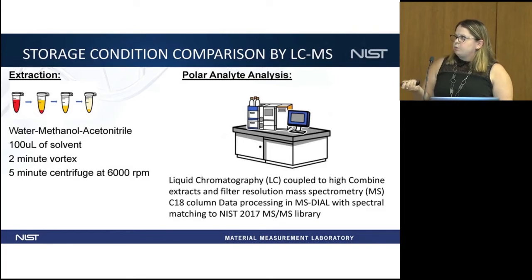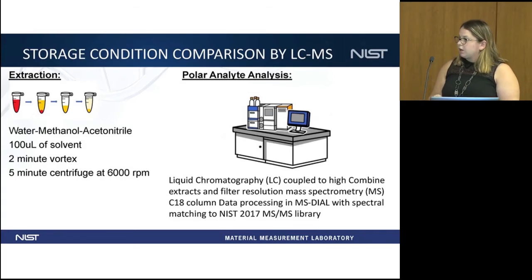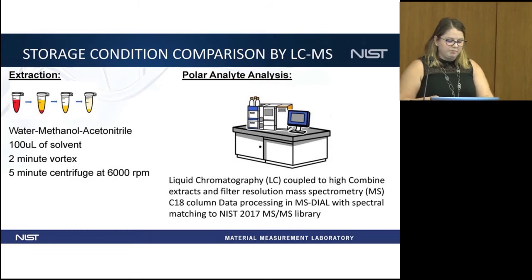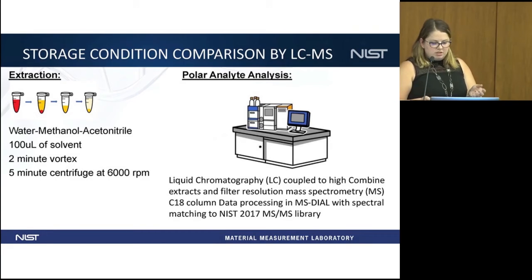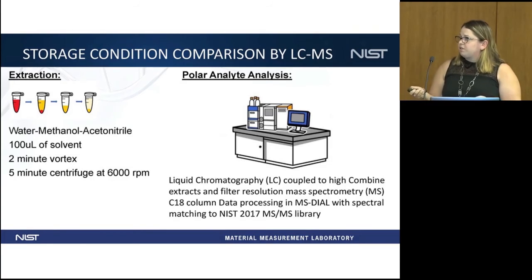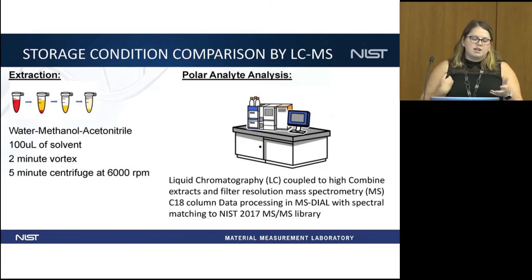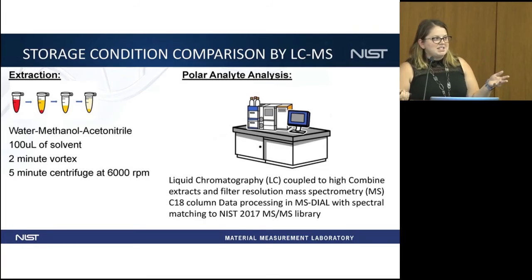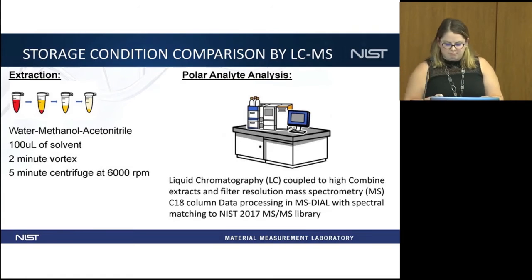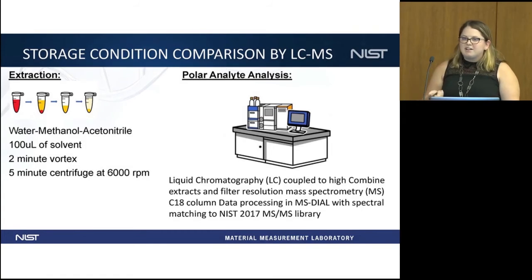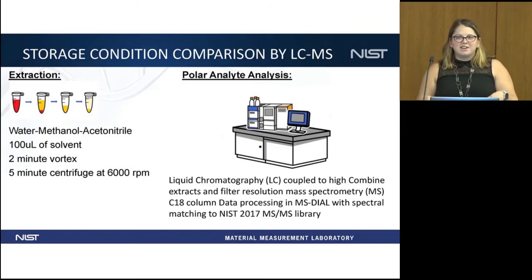And the data analysis: the analysis was performed on a C18 column, which is a very generic analytical procedure. We processed our data with MS-DIAL and did spectral library matching in the NIST MS library. Keeping in mind that this is very preliminary data, we don't have NIST-level confidence in the identification of these components.